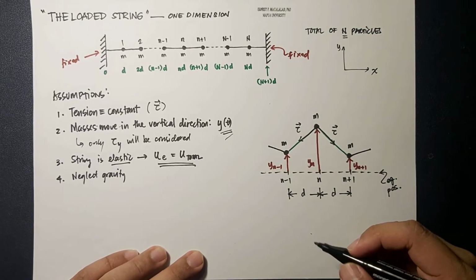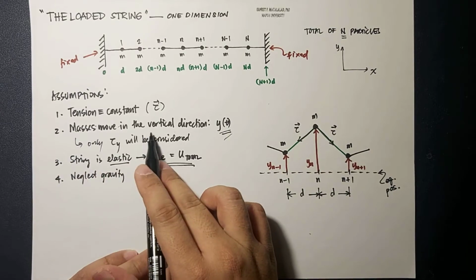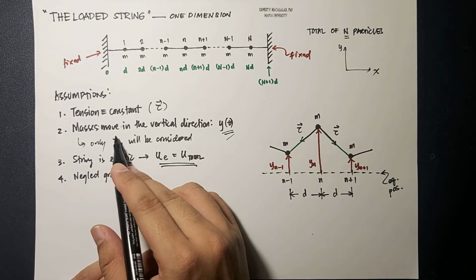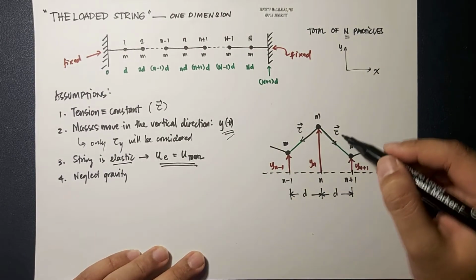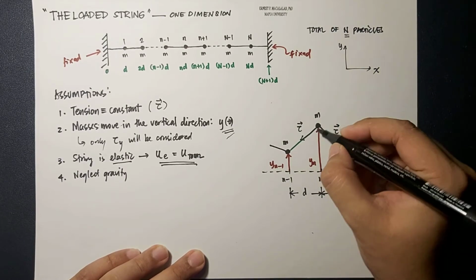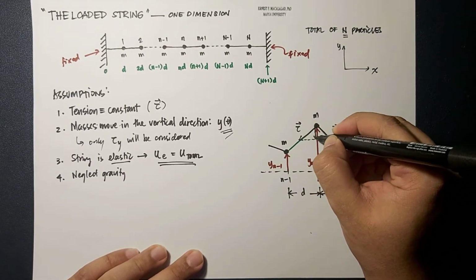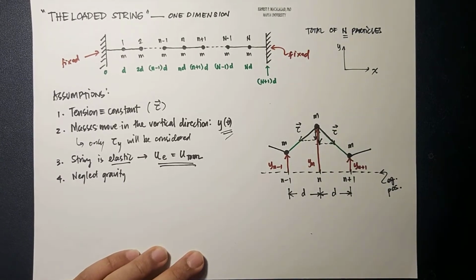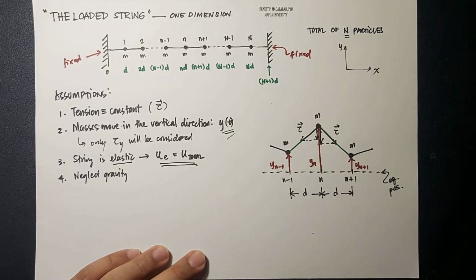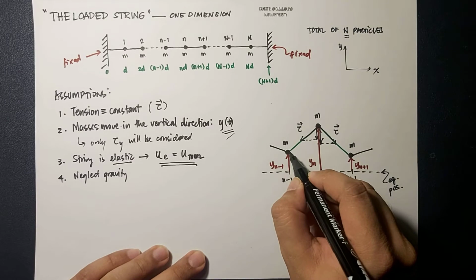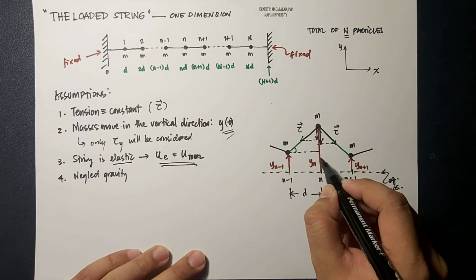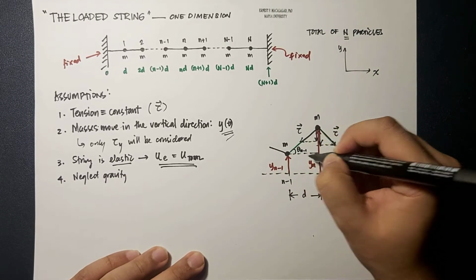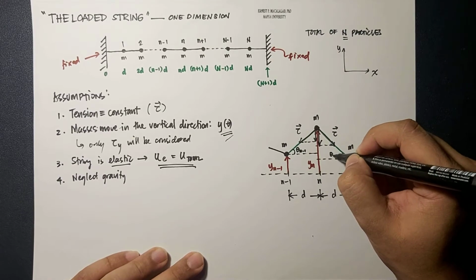But as mentioned here, the vertical direction is the only direction that the particles move, so only the vertical components will be considered. So in this case, this tension and this tension will be considered, and this is related to this angle and this angle. So let's call this theta n minus 1, and let's call this theta n plus 1.